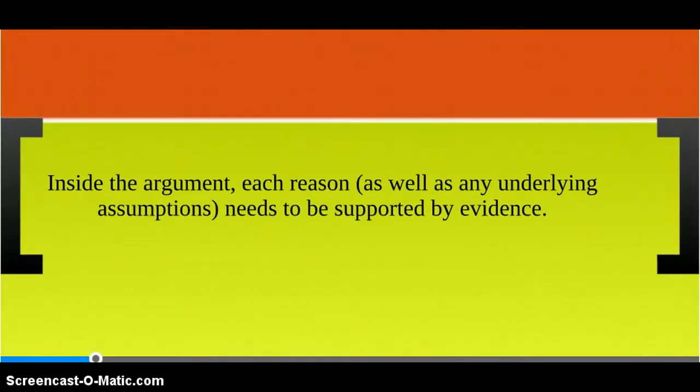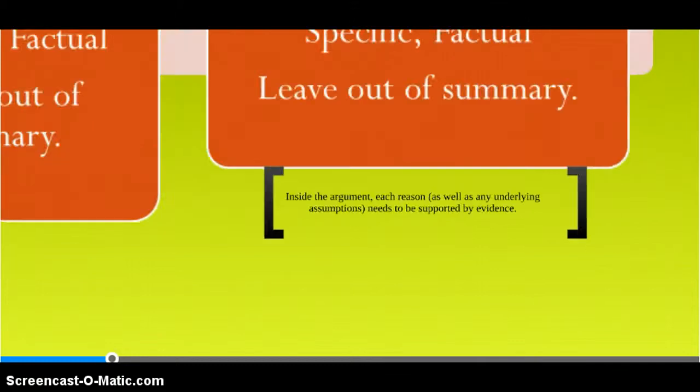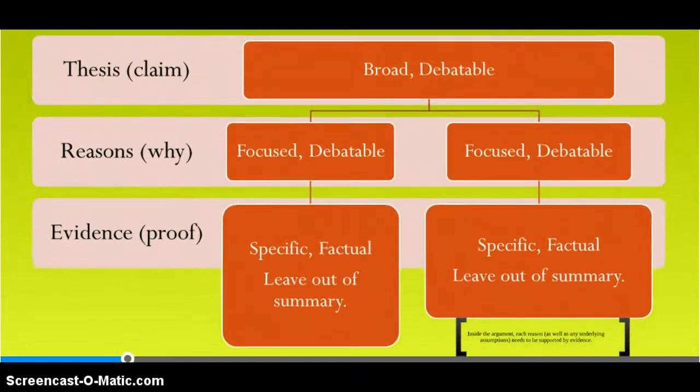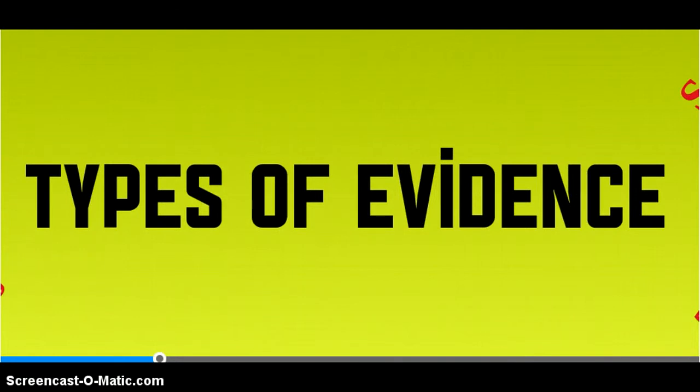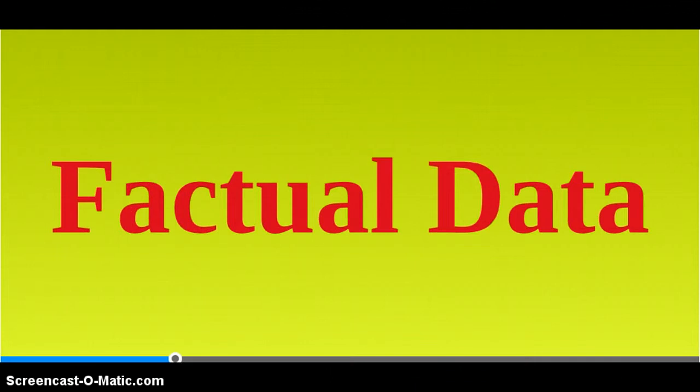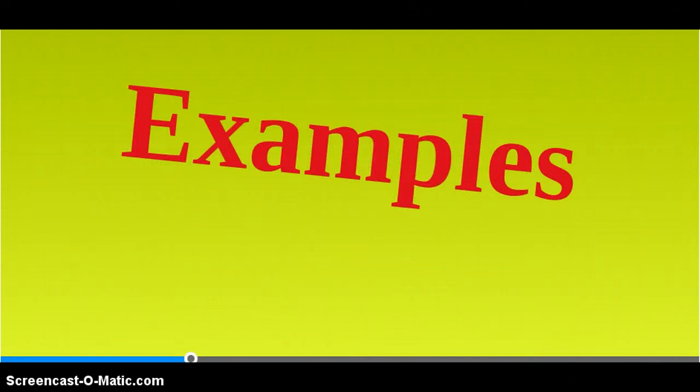Inside the argument, each reason, as well as any unstated assumptions that are made explicit and then defended, needs to be supported either by sub-arguments or by evidence. There are several types of evidence that you should be aware of when analyzing evidence in other people's writing and also working evidence into your own. The first is factual data. This provides the bulk of the persuasive support for many arguments.